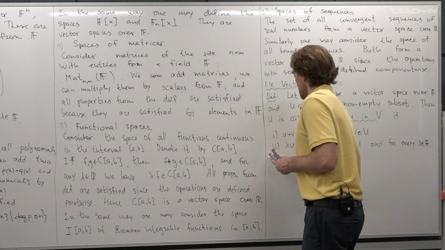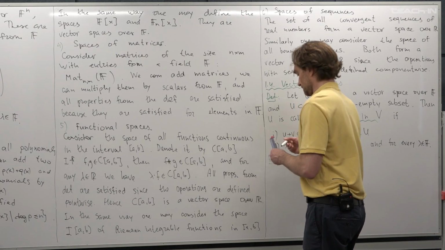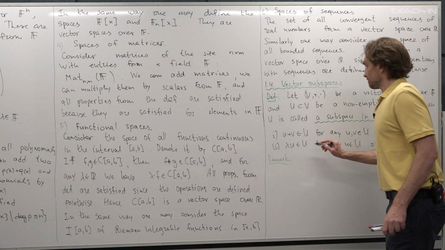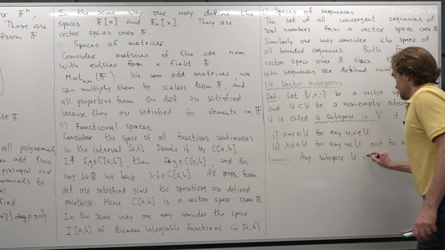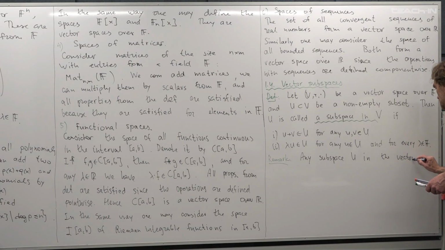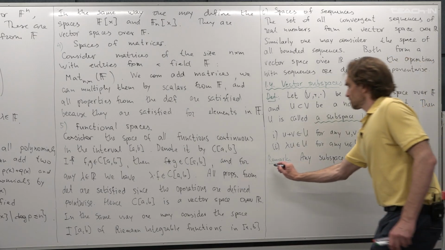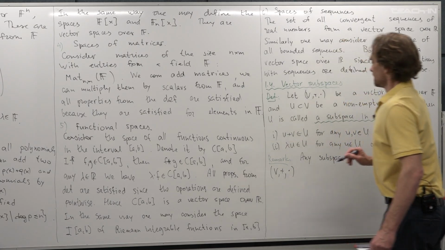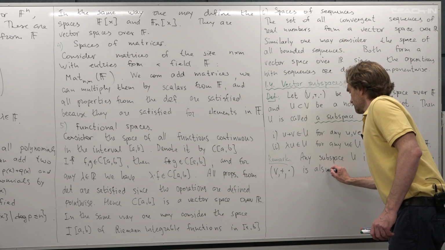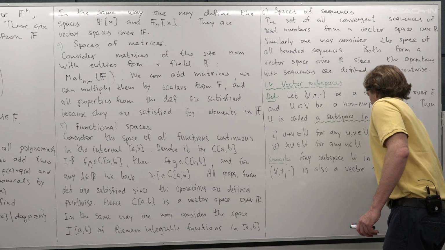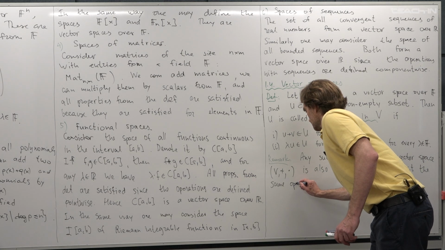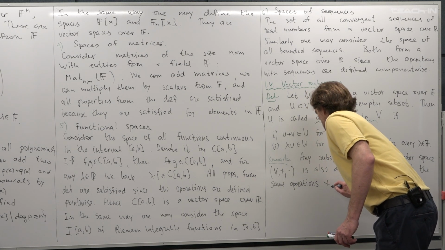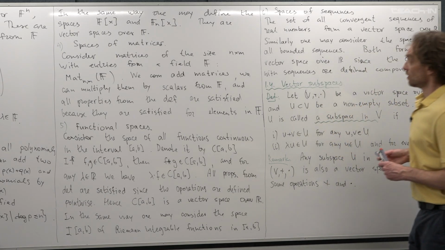So I would like to make a remark that any subspace U in the vector space (V, +, ·) is also a vector space with respect to the same operations plus and dot. So why?